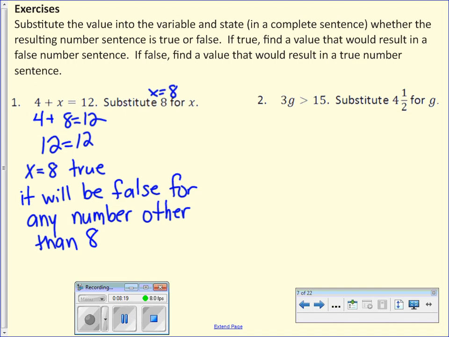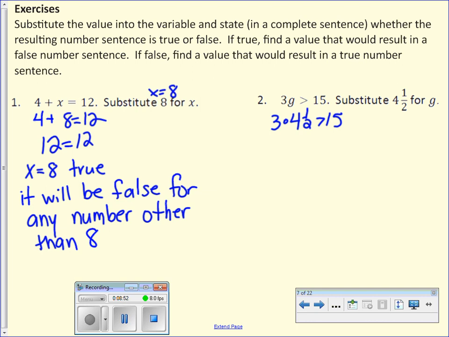Let's look at number 2. 3g is greater than 15. G equals 4.5. So 3 times 4.5 is greater than 15. What's my rule for multiplying fractions? What do I have to do to that mixed number before I can multiply it? I could change it to a decimal. That would work, and that would make it easy. What's my other option?